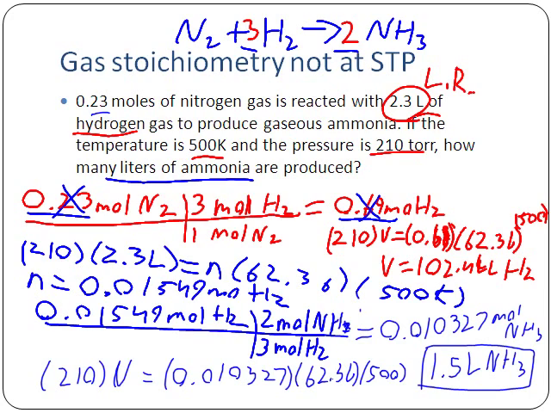We wouldn't have had to go through the ideal gas law 3 separate times. We could have just gone ahead and put our 22.4 in. But since we've got this 500 K right here, we've got this 210 torr, we can't do that. And so this is sort of where we're stuck. So that's how you go about doing basic gas stoichiometry problems. And that finishes up this lesson.